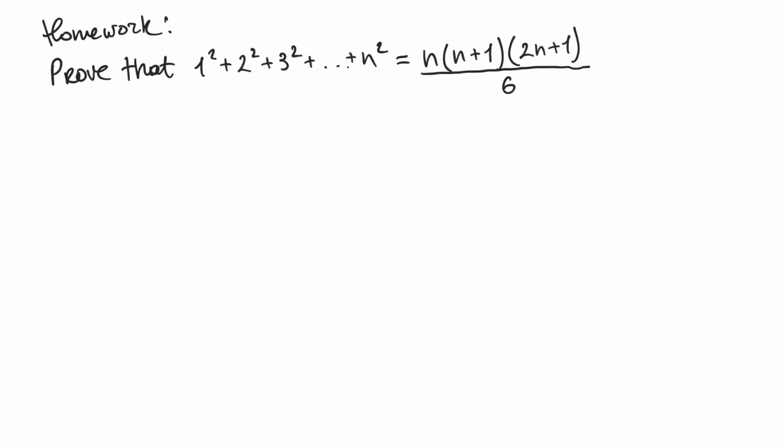Now we have a statement here that says that any number n has a formula that allows you to calculate the sum of the squares of numbers from 1 to n. And we have to prove that. So the first step will be to prove that for n equals 1.